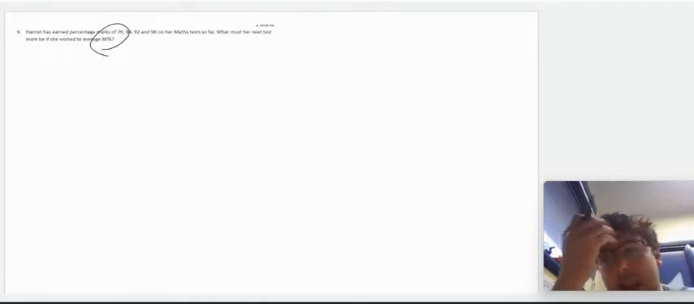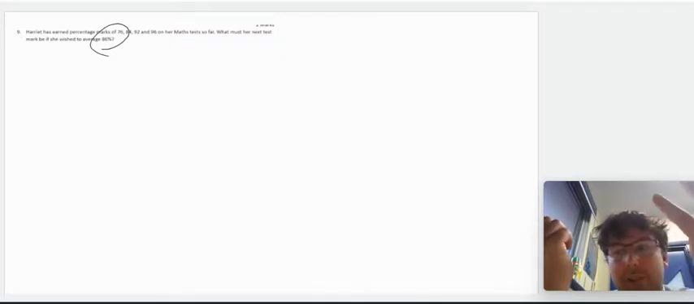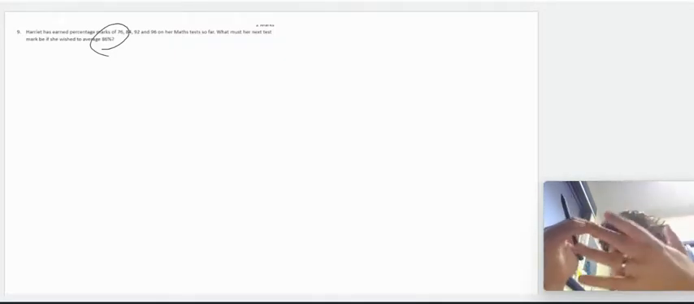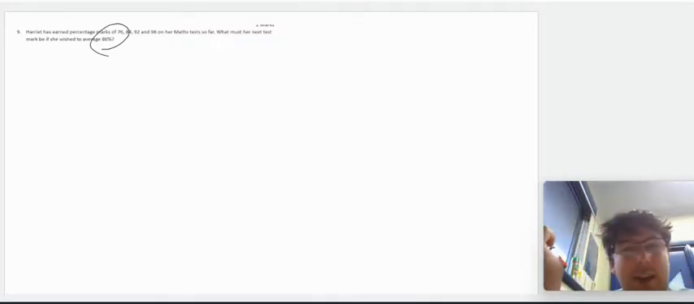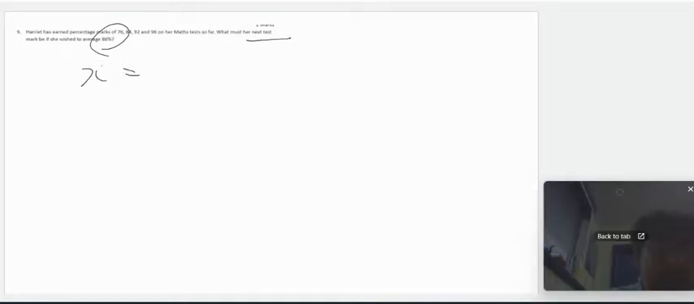So if we think about averages here, if you want to know the average of what you got for 5 tests, you have to add all of those 5 tests up and then divide it by 5. What we want to know is what her next test will be. So let's let X be the next test mark.